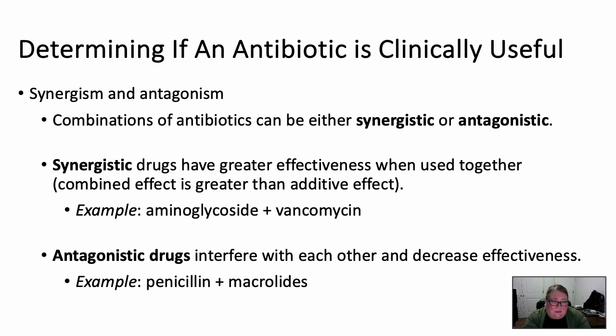Okay, we have the opposite. We have antagonistic drugs. This is going to do the opposite of synergistic. It's going to make them interfere with each other and make them less effective, or make them not work at all. Okay, so an example of this is penicillin and a class of drugs called macrolides. So you need to know both of these terms. You will be tested on both of them.